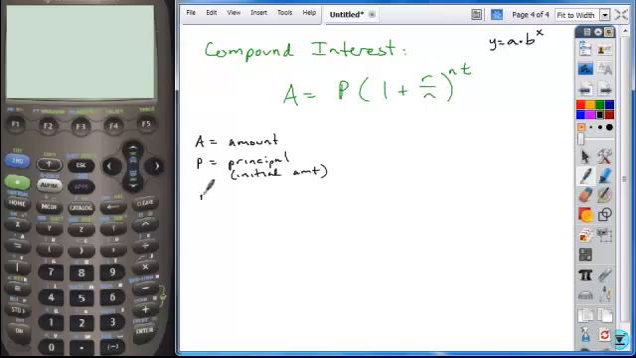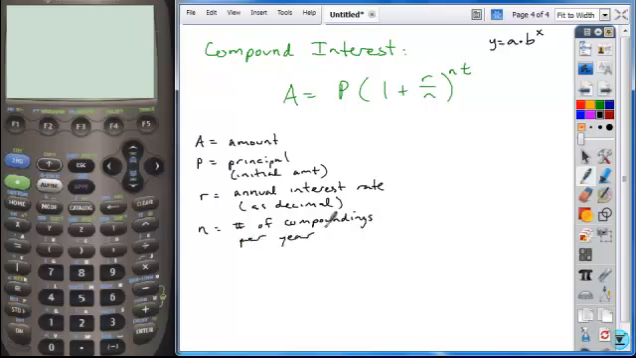Okay, R is the interest rate. And it's in decimal form. And N is the number of times it's compounded per year. Okay, so notice R is the annual interest rate. Okay, N is the number of compoundings per year. So if something is compounded monthly, then N would be what? How many months are there in a year? 12.